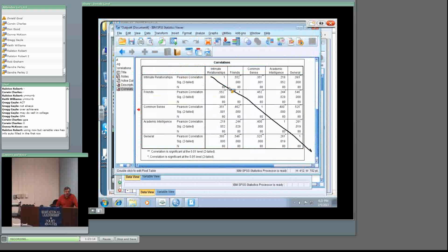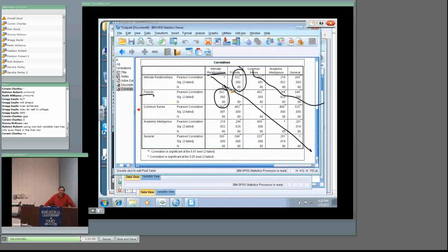So, the correlation between friends and intimate relationship is this box. That's the same exact information you get in this box. I'm just not going to worry about this stuff. I'm going to look at the lower triangle. So my Pearson correlation is 0.552. Is that a significant relationship? Is that 0.552 that I've circled, is that a significant correlation?